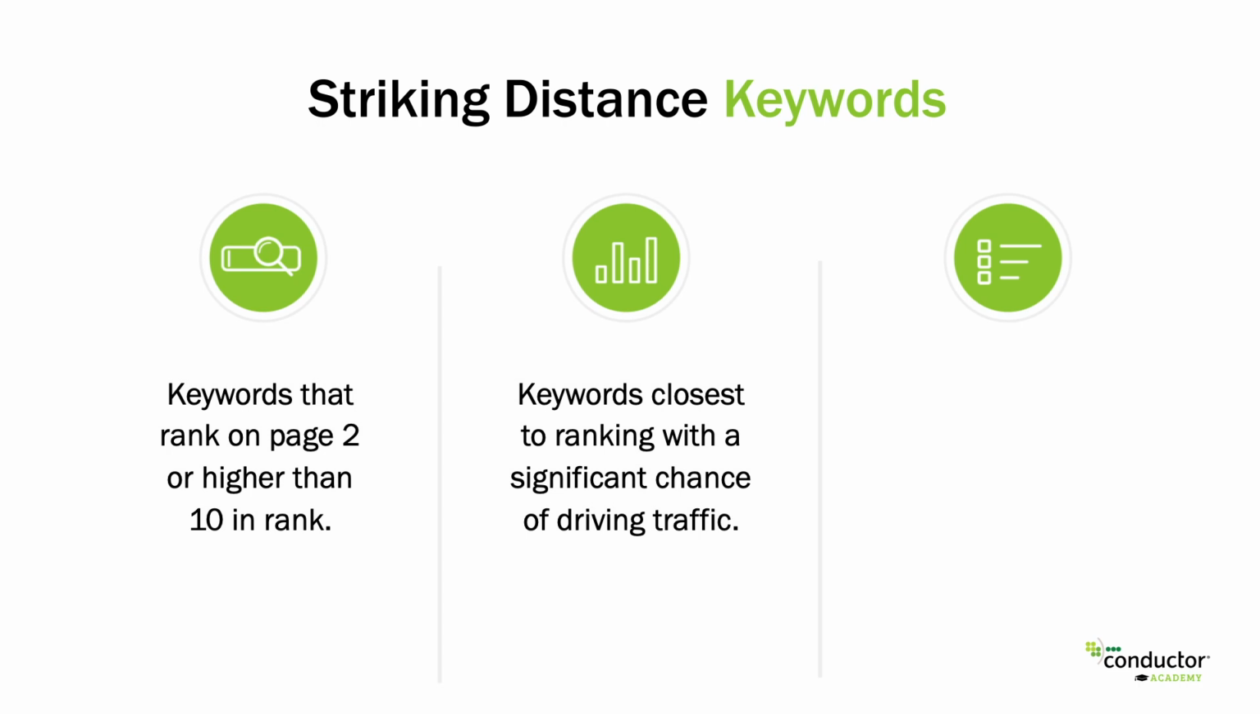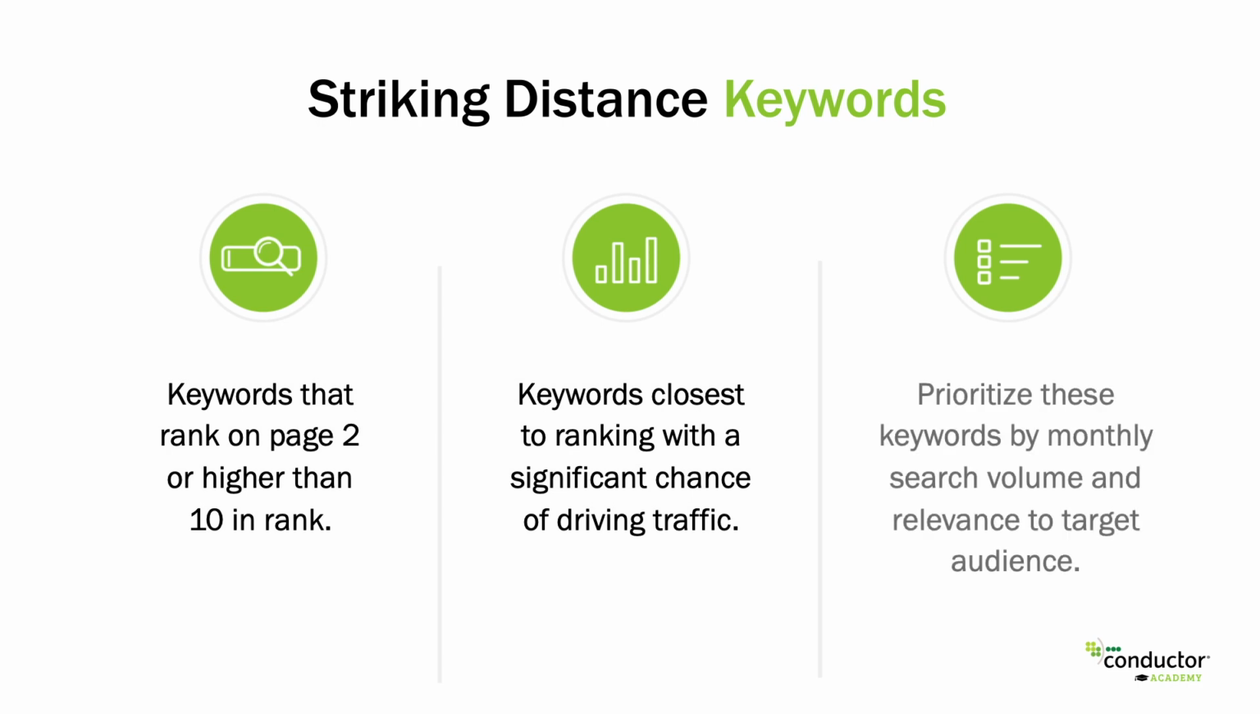Filter your keyword ranking data to look only at striking distance keywords. Prioritize these keywords by MSV and relevance to your target audience. Once you have done all that, you will likely have an actionable list of keywords that you can create an optimization strategy around for their corresponding pages.